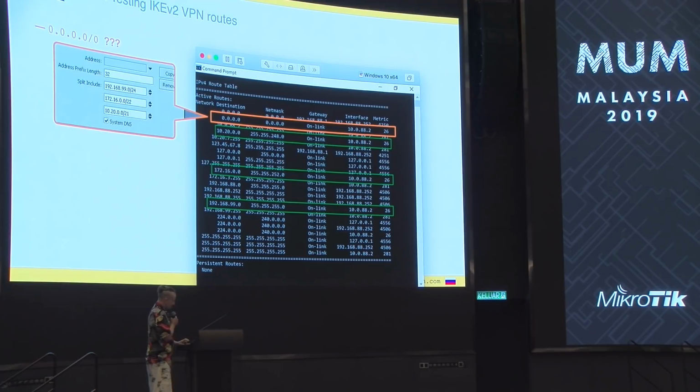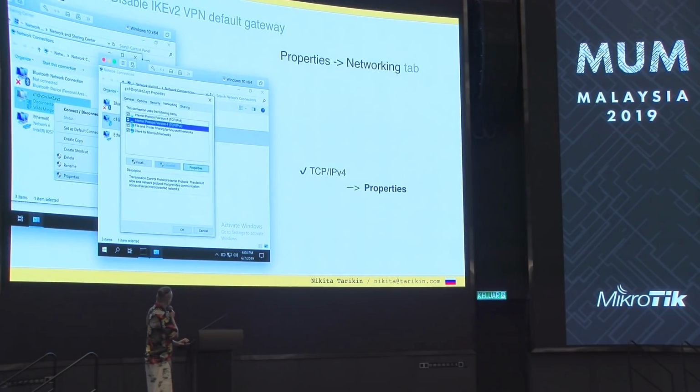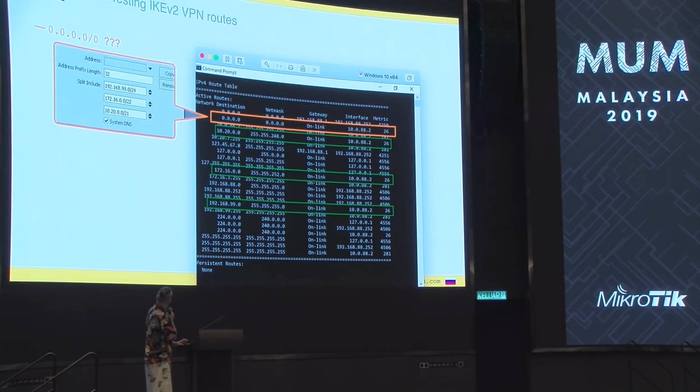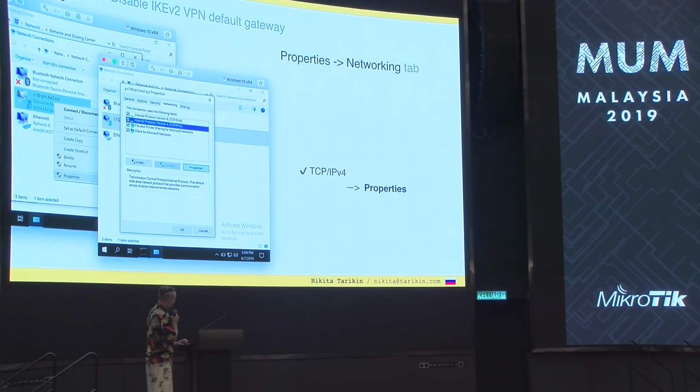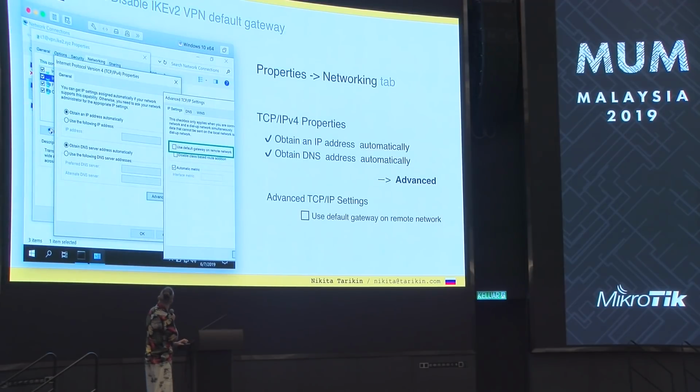So we want to disable that. I mean, not to allow Windows to go through ike2 to pass all traffic. So we go back to settings, networking, properties. Here, go to advanced settings and uncheck the box, use default gateway on remote network.